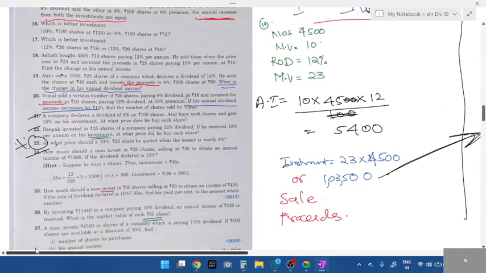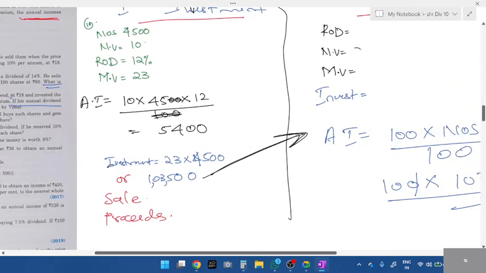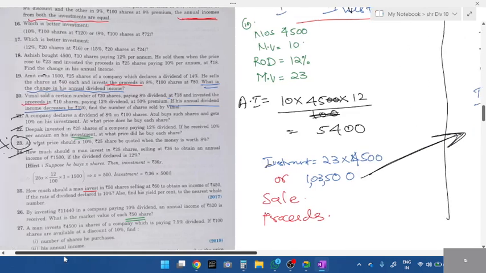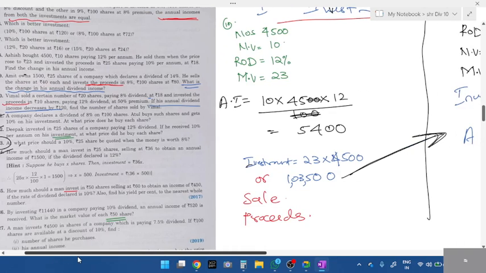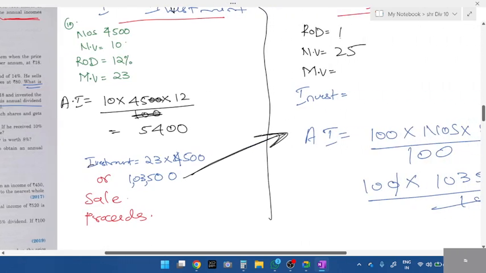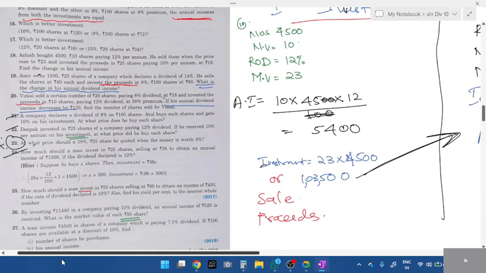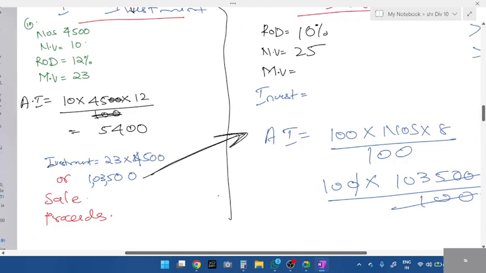What is given in the 18th question? 25 shares. Nominal value is 25. Next, 10% per annum. What is paying 10%? Rate of dividend is 10. Next, what is market value? Rupees 18. Okay, we'll just quickly calculate.